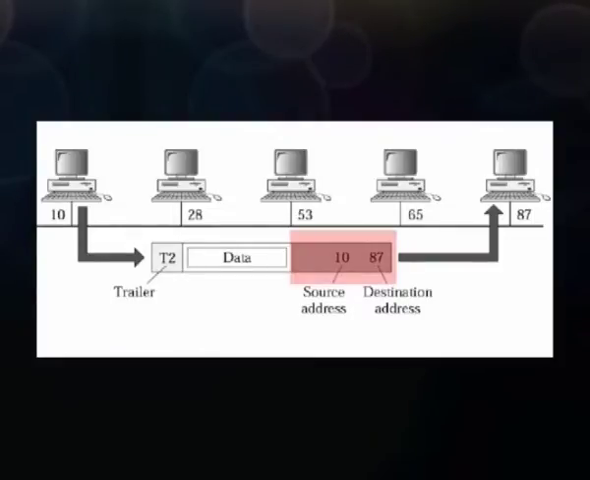For example, in this figure, a node with physical address 10 sends a frame to a node with physical address 87. The two nodes are connected by a link bus topology LAN as the figure shows. The computer with physical address 10 is the sender and the computer with the physical address 87 is the receiver.